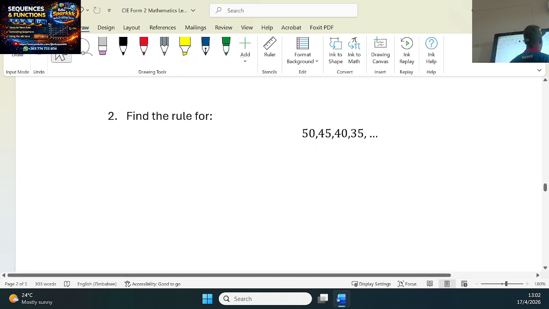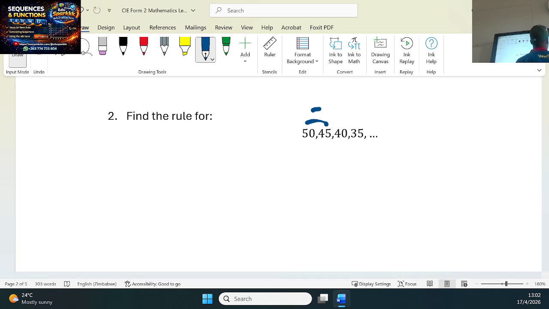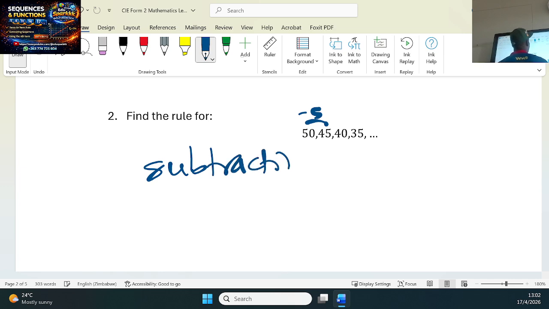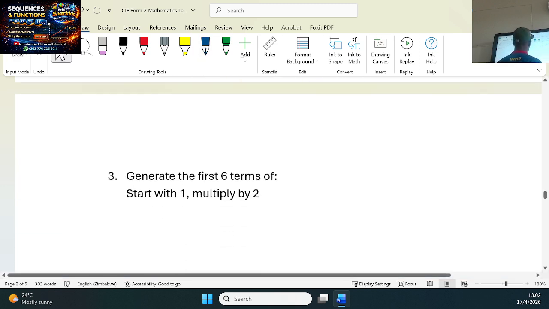Find the rule for this particular sequence. So it's starting with 50, and the difference there is 5, so it's minus 5. It looks like it's minus 5 all the while. So here we say we're subtracting 5. That's the term-to-term rule.